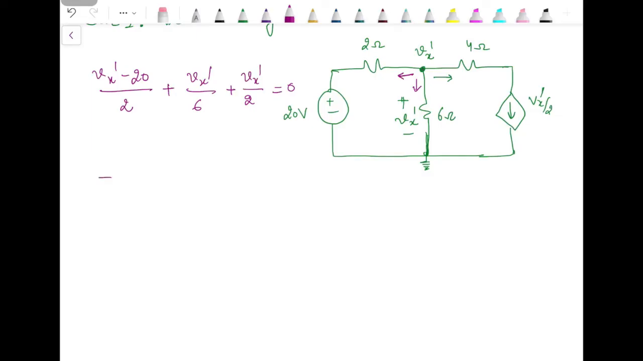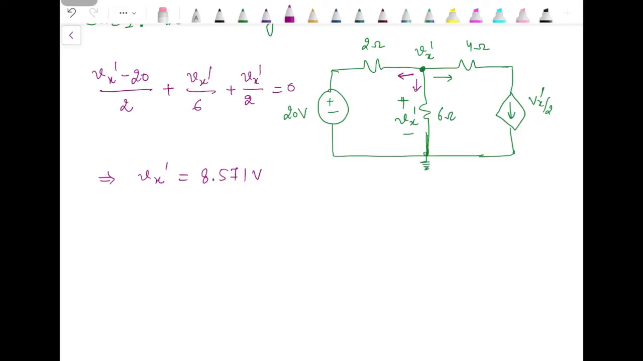So from here we can find the value of Vx dash, which comes out to be 8.571 volts. So it's a solution in single step.